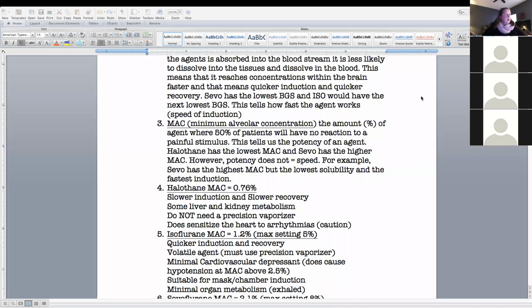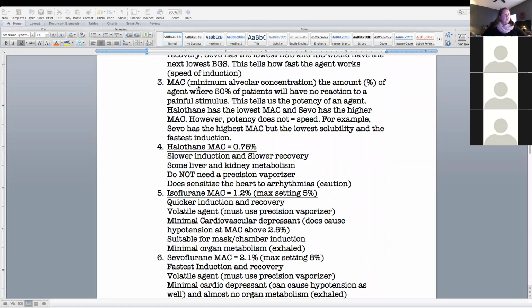Okay, so this section right here, which was number 3, minimum alveolar concentration, is referred to as MAC. Every inhalant agent is assigned a MAC, which is the percent of agent at which 50% of patients will not respond to a painful stimulus. Knowing that tells you how potent it is, how much of that agent you are going to need to keep them asleep.